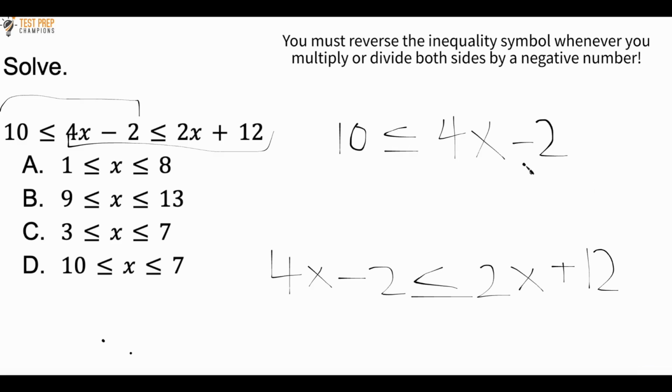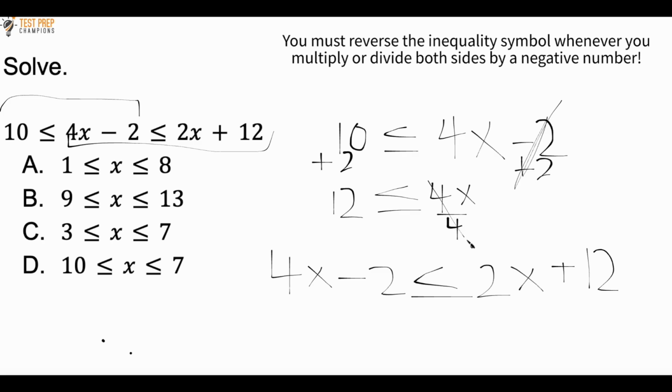So the first thing that I'm going to do is add 2 to both sides. So on the right side, if I add 2, the 2's cancel out, and on the other side, I have to add 2 as well. So I'll have 12 is less than or equal to 4x. And remember, I just want to get x by itself. So now what I have to do is divide by 4.